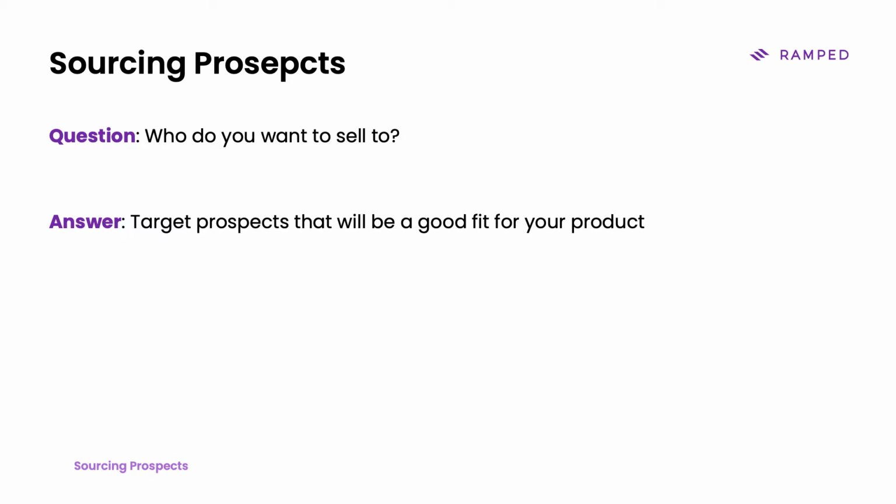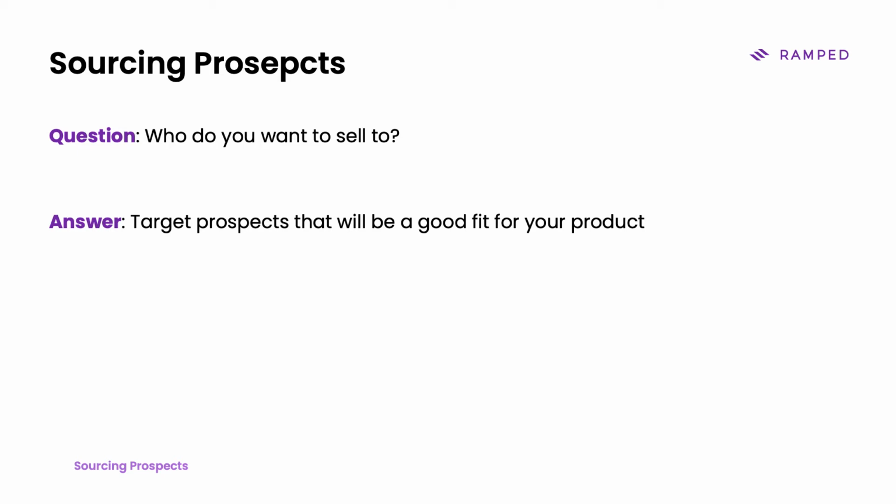And the answer is going to be target prospects that fit the ideal profile of the type of customer we want to sell to. So, for example, if we are Canary and we are selling our mobile app to hotels to allow their guests to check in without having to talk to the front desk, the question of who do we want to sell to is probably going to include hotels. Now, it might be more in depth than that, but at a bare minimum, we know that we want to go and sell to hotels.